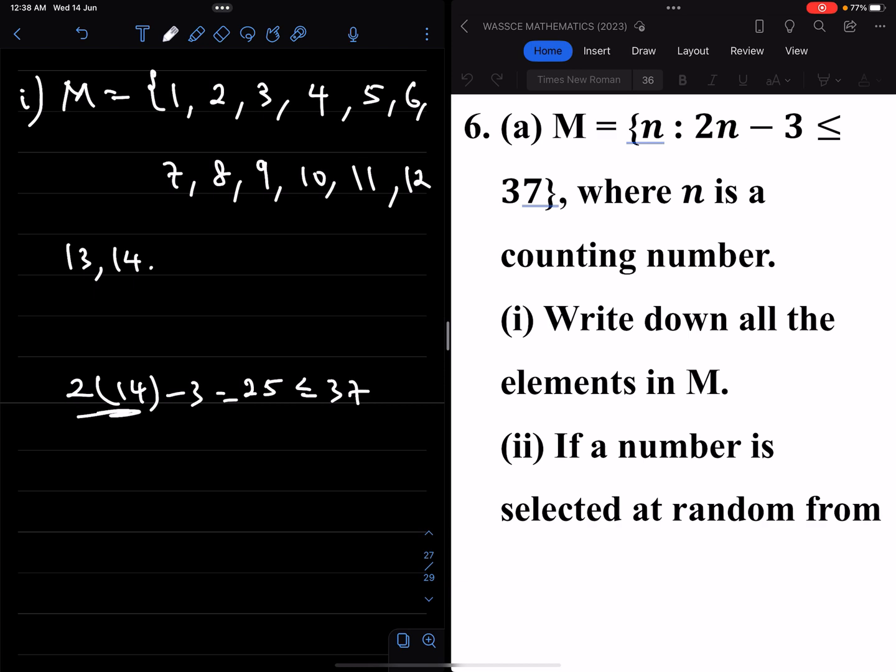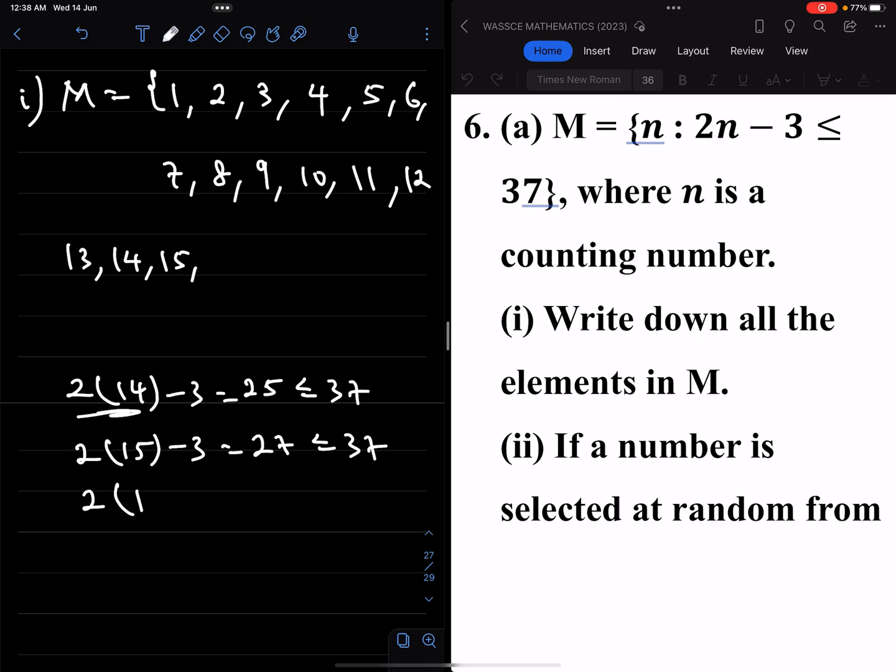So that means 14 is also an element. We go to 15. 2 times 15 minus 3 is equal to 30 minus 3, 27, and that also satisfies the condition less than or equal to 37. So that means 15 is an element of the set M.